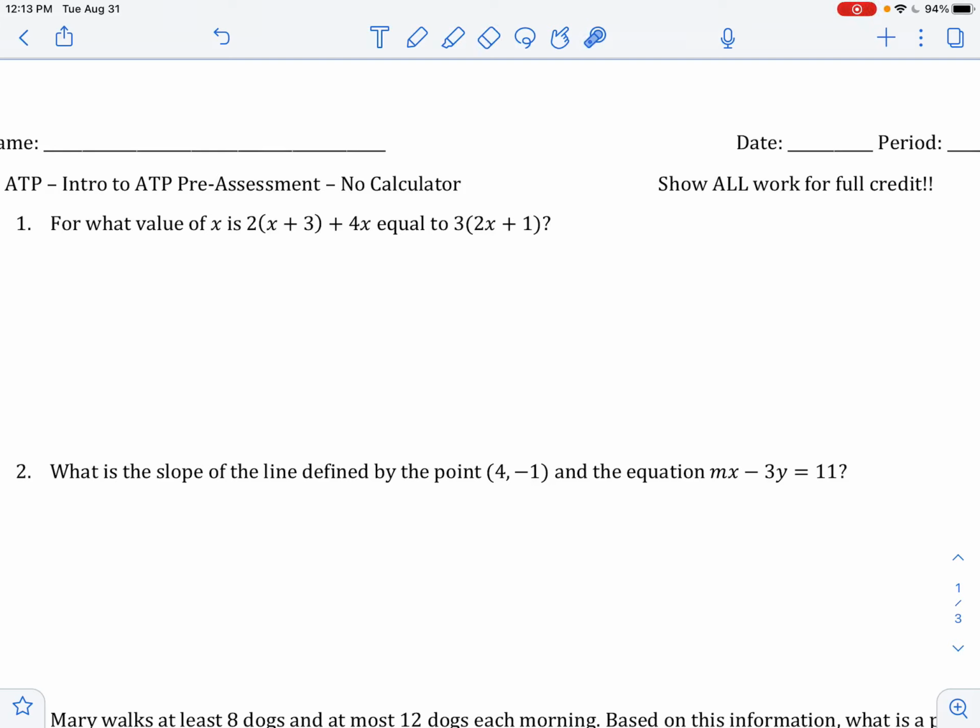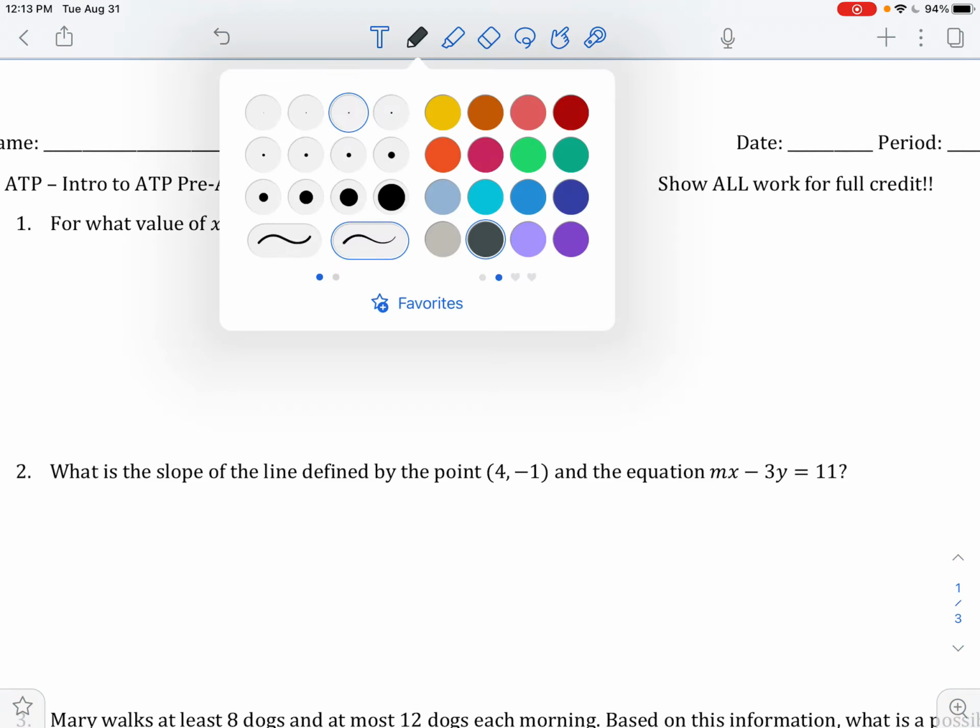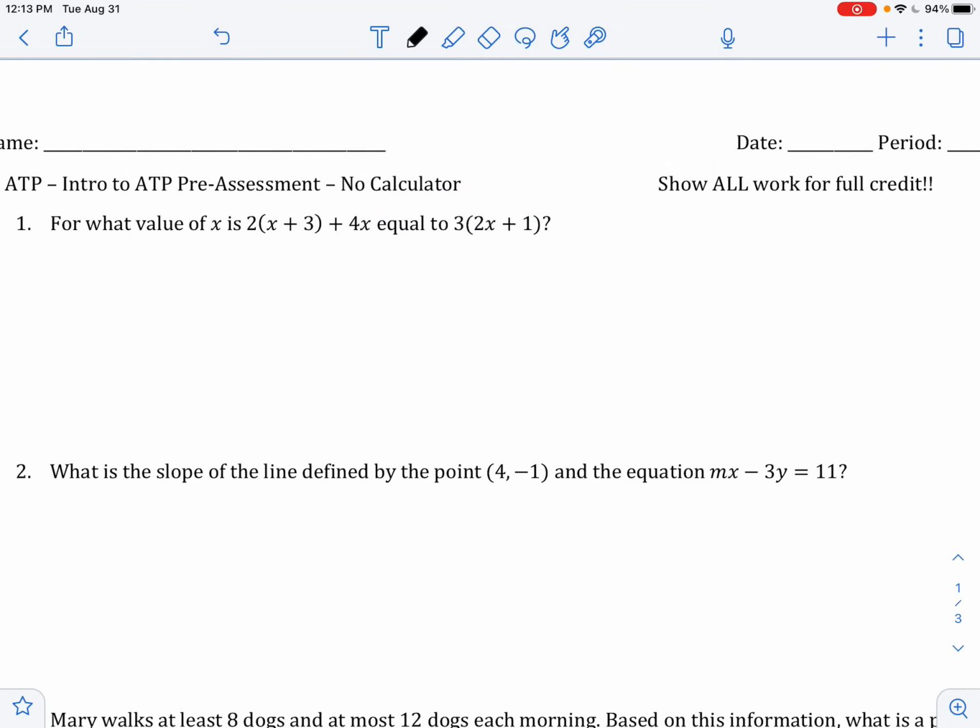All right, number 1 asks: for what value of x is the quantity 2 times (x plus 3) plus 4x equal to 3 times the quantity 2x plus 1? So it's helpful here to translate this into a mathematical statement. Essentially, what we're looking for is the solution to this equation.